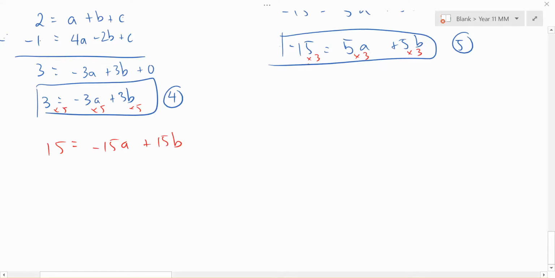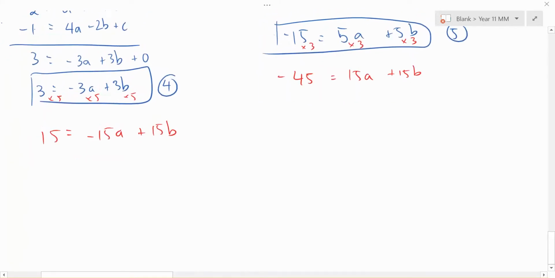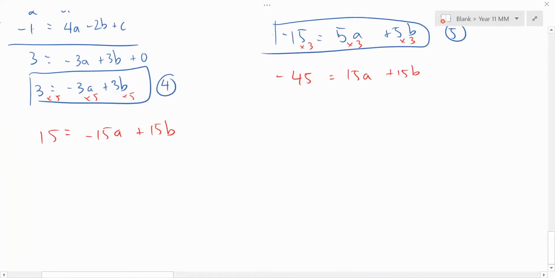And on this one, this is -45 equals 15a plus 15b. Okay, cool. So I've got these new equations here, and what I can see is they now have the same quantity. There's 15a here, that's 15a there, and that's 15b, and that's 15b. And it's so much easier if I just said, take this entire equation, plus this equation.